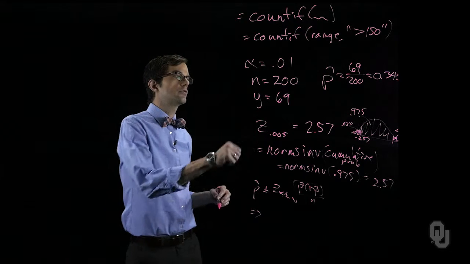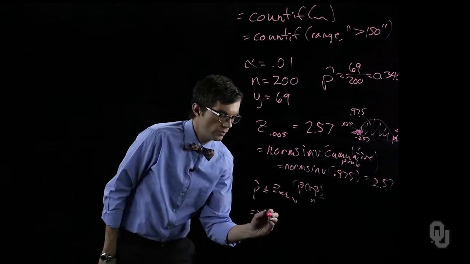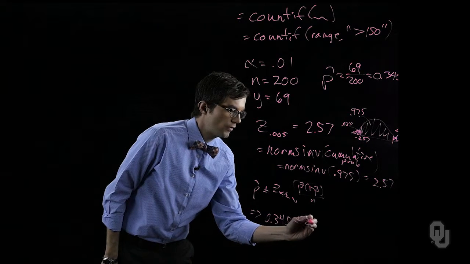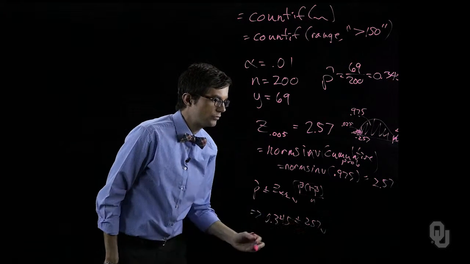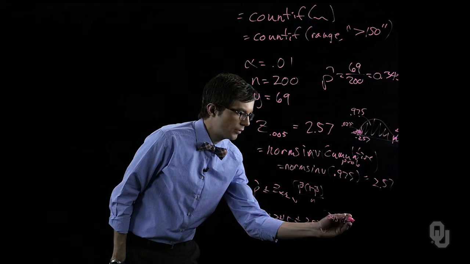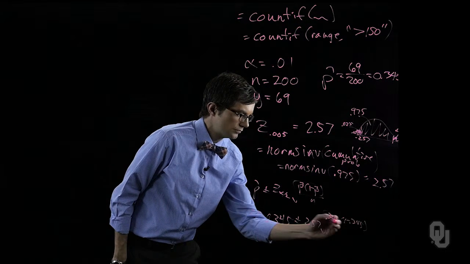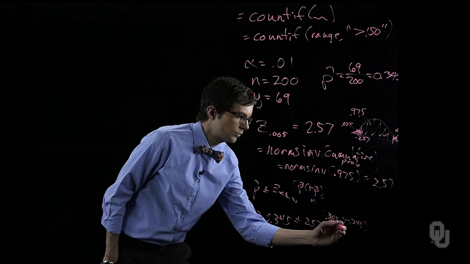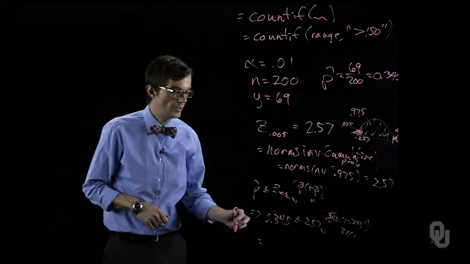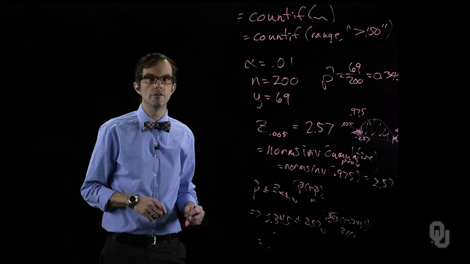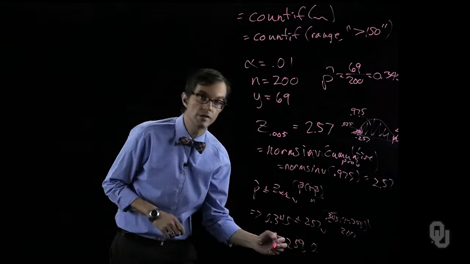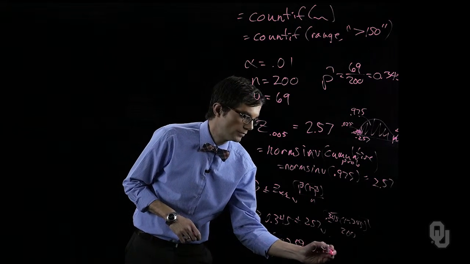That is 0.345 plus and minus 2.57 times the root of 0.345 times 1 minus 0.345, all over n, which in this case is 200. And so once we do this calculation, we should get that the lower bound is 0.259 and the upper bound is 0.431.